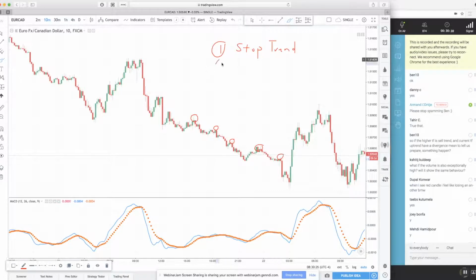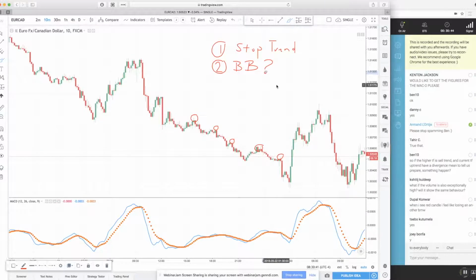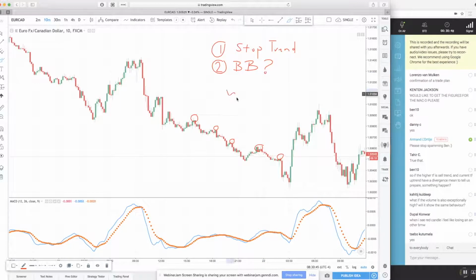Step number two is you now analyze the big boy. You have to analyze the big boy. What are they up to? You have to sit there and ponder, what are they up to and why is this divergence happening? Why is the market chopping little by little?